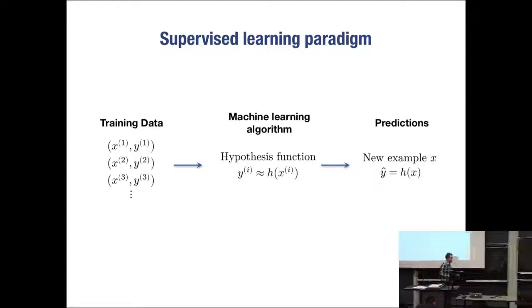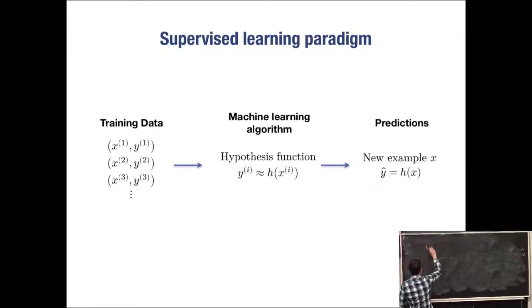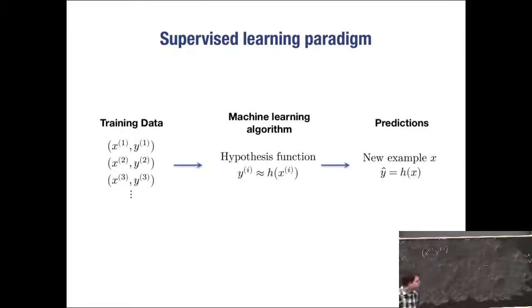That's a setting where we have as our training data pairs x and y, where x is our input and y is the thing we want to predict. That seems kind of straightforward. We fed this into a hypothesis function that would try to predict something that's close to y given x. And then we would apply the same hypothesis.